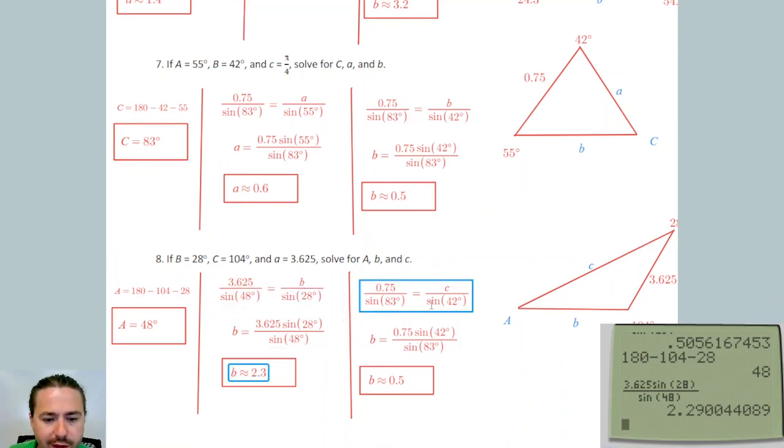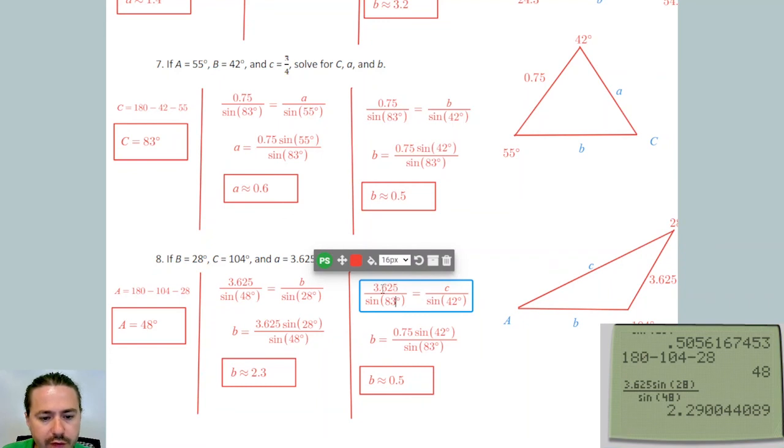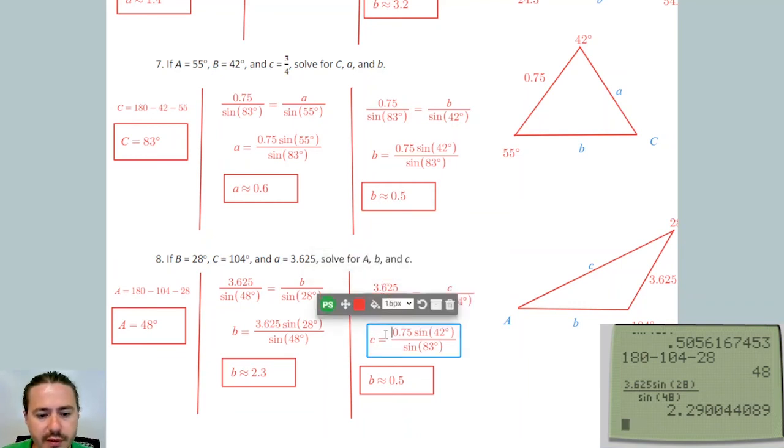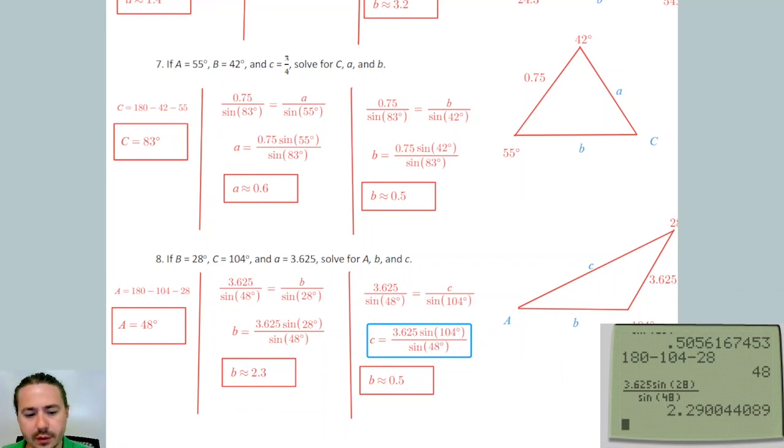And then for side C, we're going to set this up very similarly. 3.625 over the sine of 48 equals c over the sine of 104. So c is going to equal 3.625 times the sine of 104 over the sine of 48. So now side C here should be our biggest one. So it should be bigger than 3.6, it should be bigger than 2.3 if we did this right. Which I'm pretty sure we did.